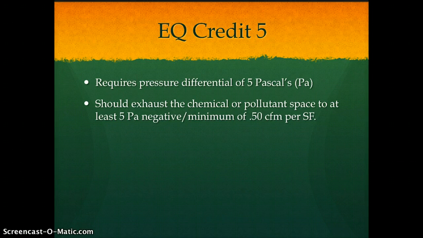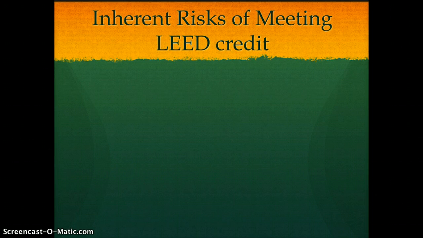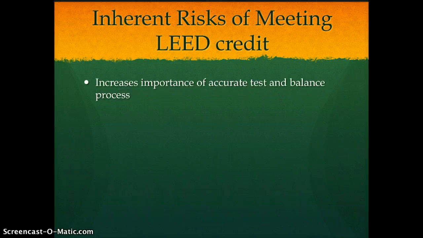If this recommendation is incorrectly applied, its result can create depressurization of the entire building or portions of the building. The inherent risks associated with increased building exhaust as recommended in this LEED credit are numerous. It increases the importance of a very accurate test and balance process, including wall and ceiling cavities, to ensure that adjacent building areas are not accidentally depressurized.